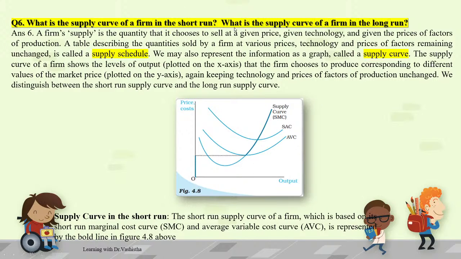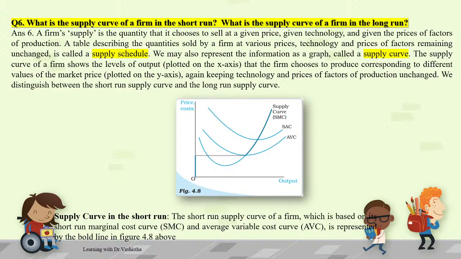Now the supply curve is being asked here. The supply curve of a firm shows the level of output, plotted on the x-axis, that the firm chooses to produce corresponding to different values of the market price, which is taken on the y-axis, price, cost. Again, here the assumption is that technology and prices of factors of production are unchanged. So here you can see the short run supply curves being shown.